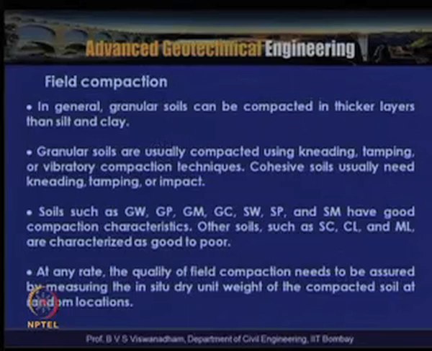As per our previous discussion in the lectures, we have classified the soils, and soils such as GW, GP, that is well graded gravels and poorly graded gravels, and GM, GC, well graded silty gravel and gravelly clay, and sand such as SW, SP and SM, well graded sand, poorly graded sand and silty sand, have good compaction characteristics. Other soils such as SC, CL and ML are characterized as good to poor from the compaction point of view.